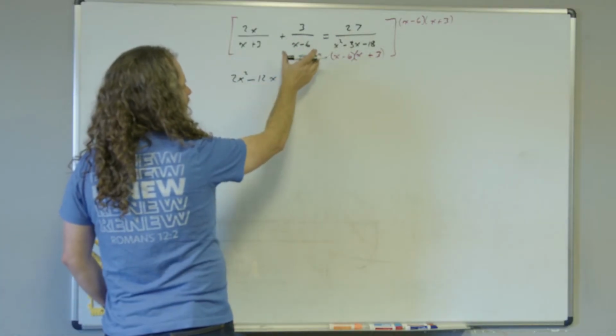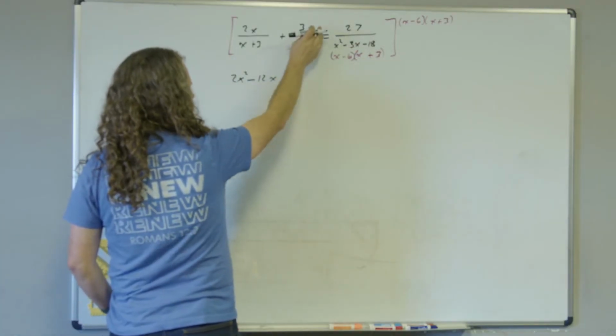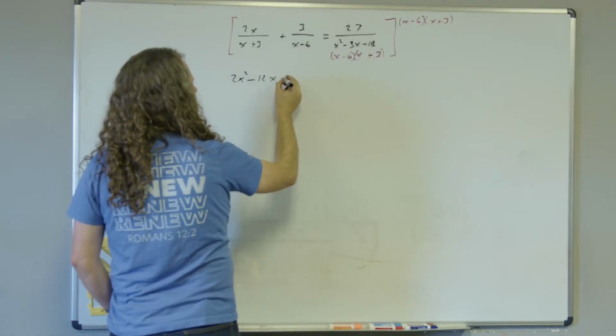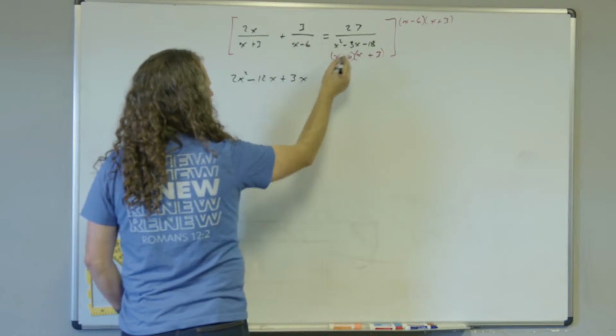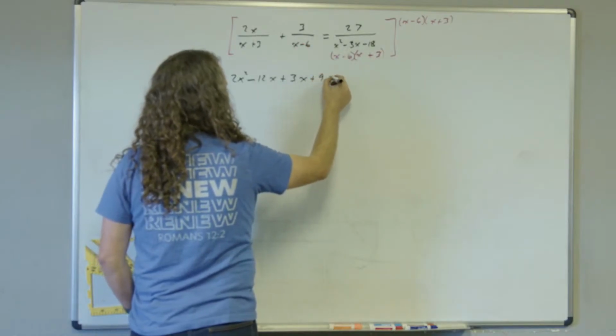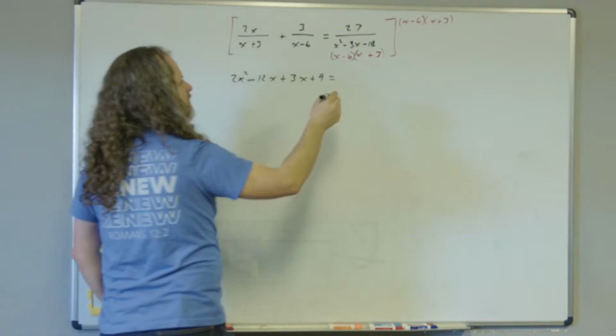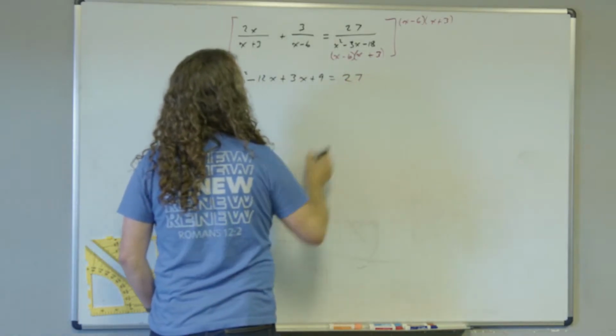So then same idea here. The x minus 6 is canceled, so we're just doing 3 times x plus 3. So it's plus 3 times x, which is 3x, plus 3 times 3, which is 9. The last one, everything cancels. So all we've got is just 27.